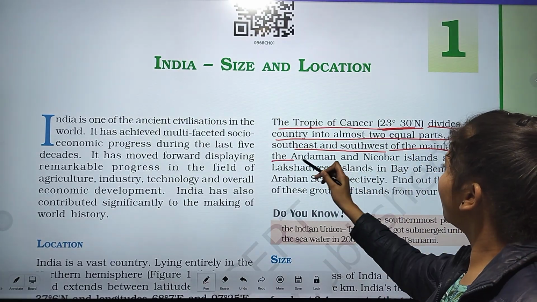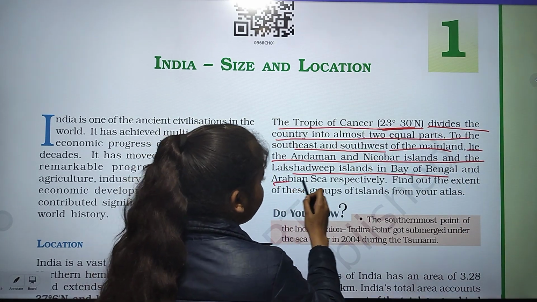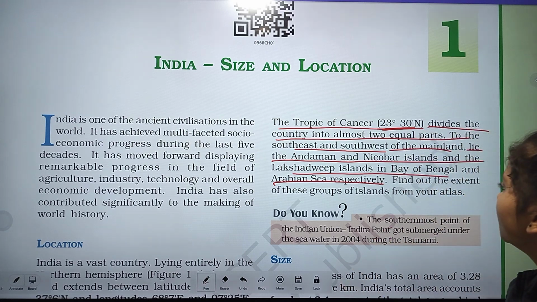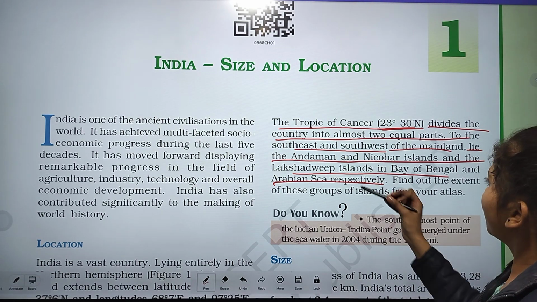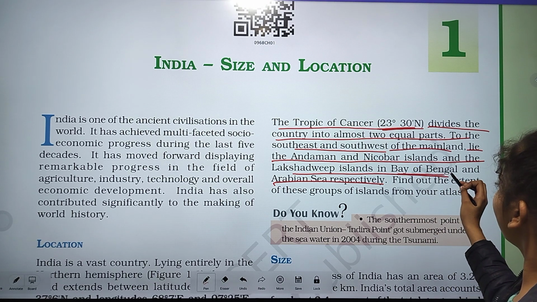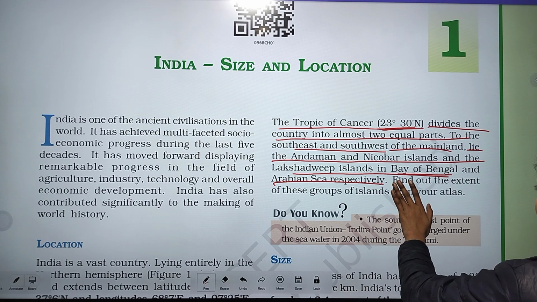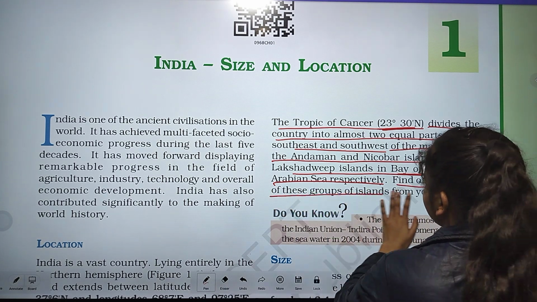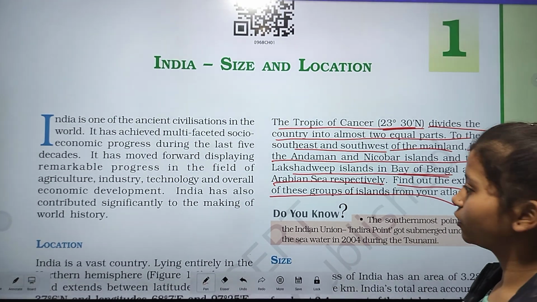The Andaman and Nicobar Islands and the Lakshadweep Islands lie in the Bay of Bengal and Arabian Sea respectively. Andaman and Nicobar is in the Bay of Bengal, and Lakshadweep is in the Arabian Sea. Find out the extent of these island groups from the atlas.